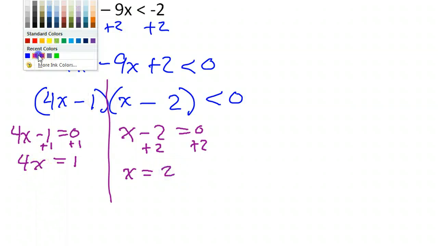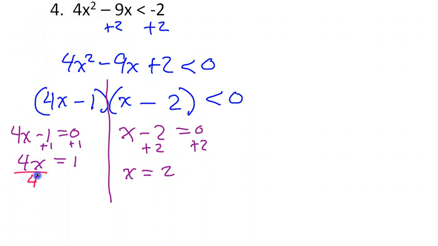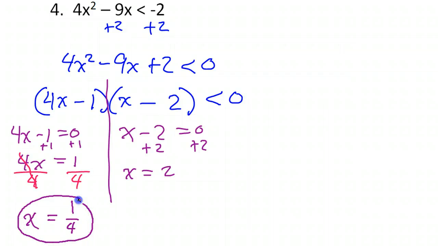Now here I need to divide both sides by 4, so that gives me x equals 1/4. So this is one of my x-intercepts, and this is the other one. 1/4 and 2. Let's go ahead and graph those on the number line.